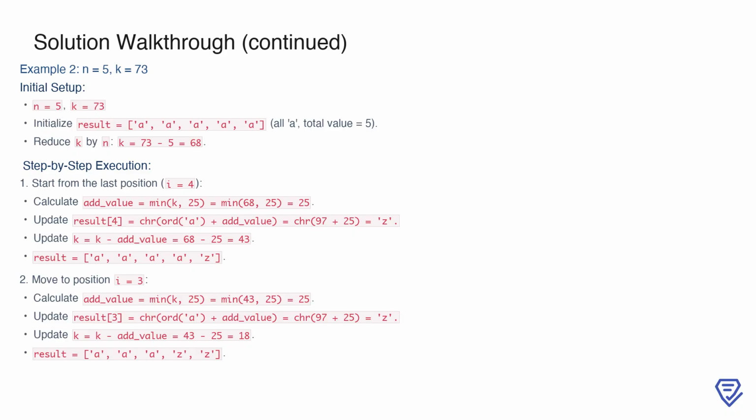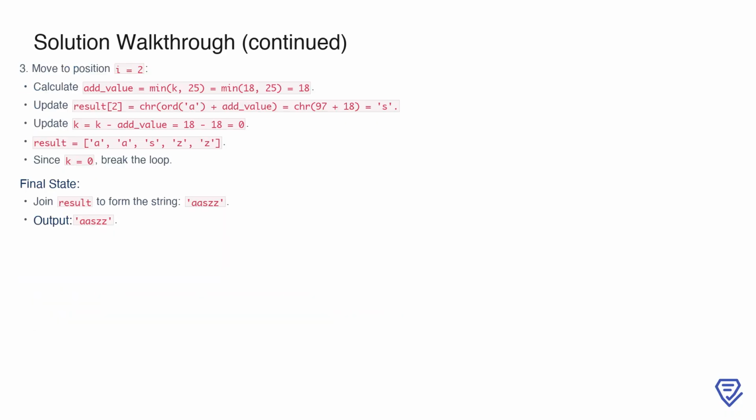Here, it's 25. We update the character at index 4 to z, which adds 25 to the string's total value. Subtracting this from k leaves us with k equal to 43. Next, we move to position 3 and repeat the process. Again, the additional value is 25, so we update the character at index 3 to z. After this step, k is reduced to 18, and the intermediate string is now AAs.